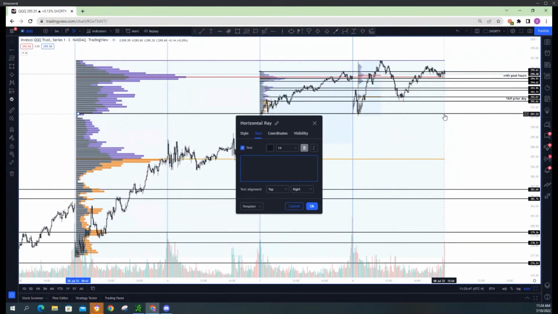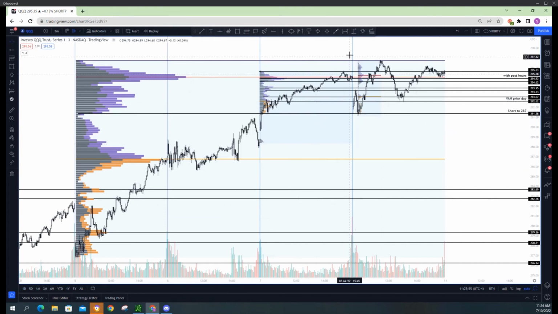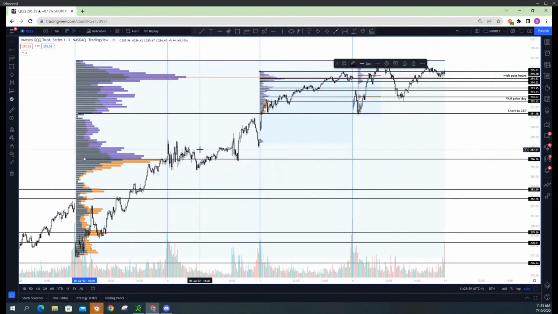So this would be short to, what is this level here? 287-ish, I almost say 287, which should be my value area. Call it 286.76. It would kind of go all the way to this level.